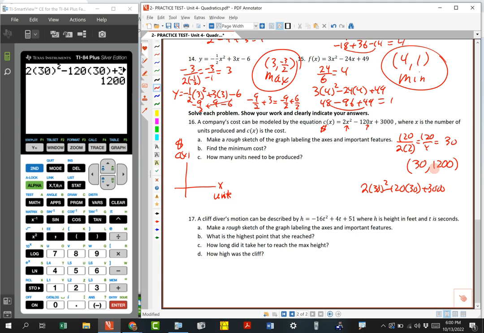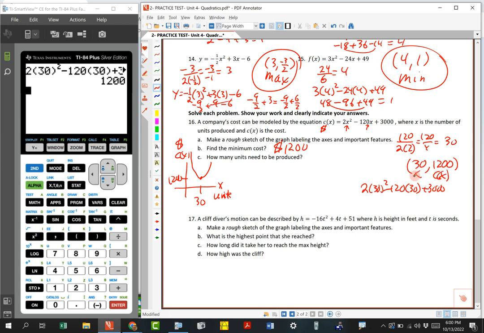So let's see what this means. If we were to graph this, this is going to be 30 and this is going to be 1200, and it's going to have a vertex right here. And it says find the minimum cost. So remember, cost is the y-axis. The minimum cost is going to be $1,200. Yeah, $1,200. Okay. Because remember, this is X and this is C of X.